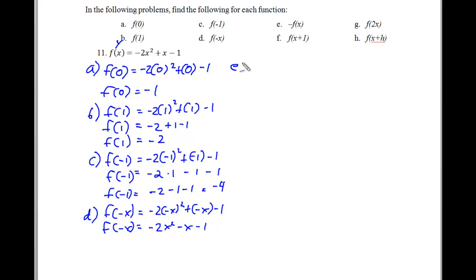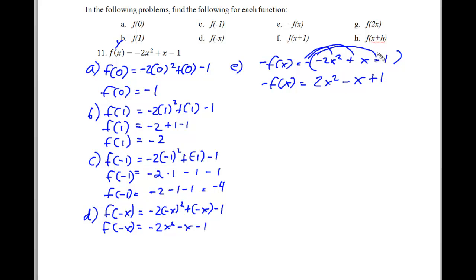Here's letter E. Now it's interesting because the negative is on the outside, so my negative f of x is going to be taking a negative to the entire equation. This negative 2x squared plus x minus 1 makes everything the opposite of its original positive or negative nature. So this is going to be positive 2x squared. This is going to be minus x, and this is going to be plus 1. Obviously, this is the distribution of the negative.